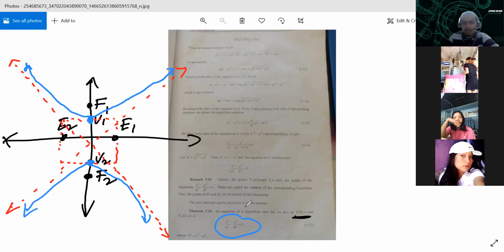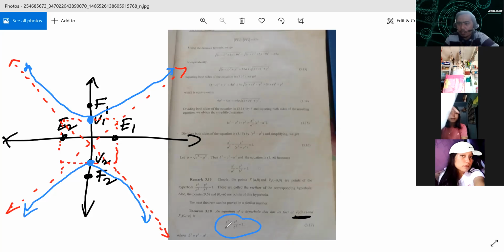So if you look at this one, class, remember the denominator of y is a, right? The positive portion is for the y. That's why your transverse axis is along the y-axis. You can easily determine it. Okay? Unlike before, where the positive was along x. That's why your transverse axis is along x. Clear? Clear ba, class? Any questions so far before we proceed?